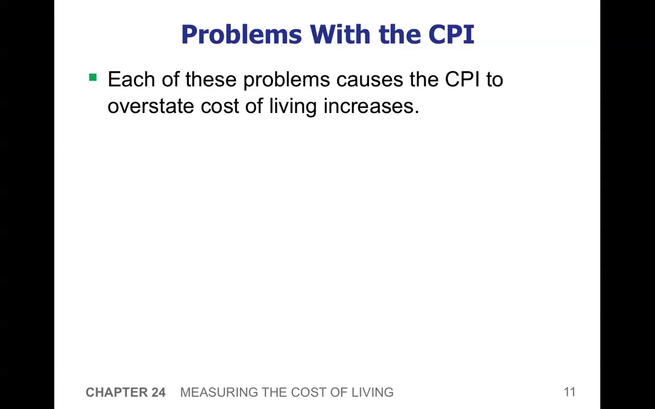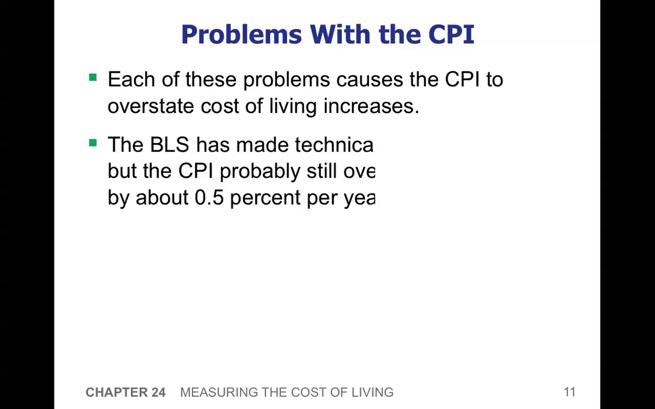Each of these problems causes the CPI to overstate the cost of living increases. The BLS, Bureau of Labor Statistics, has made technical adjustments, but the CPI probably still overstates inflation by about 0.5% a year.